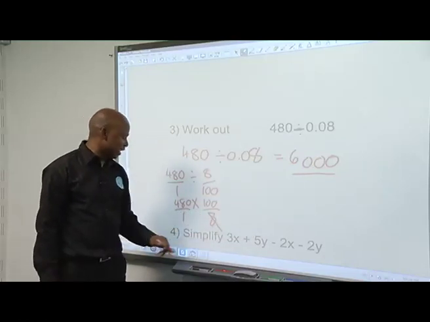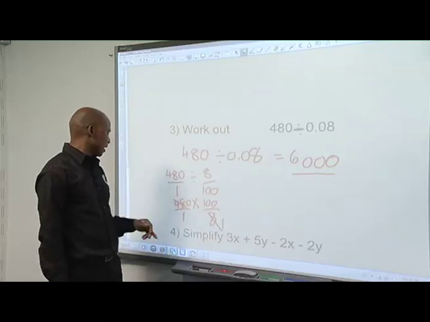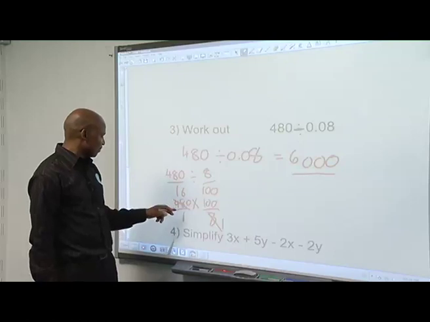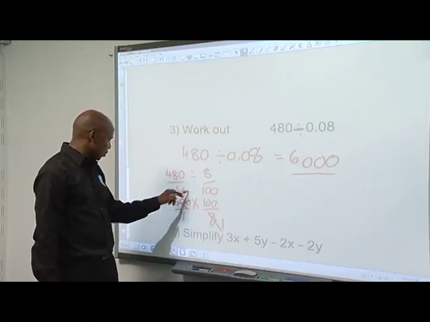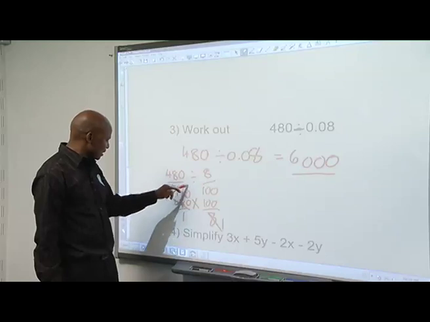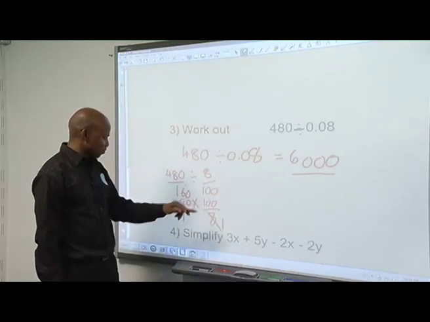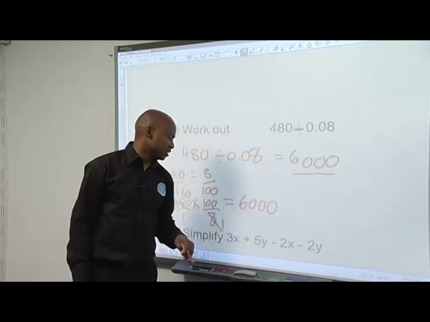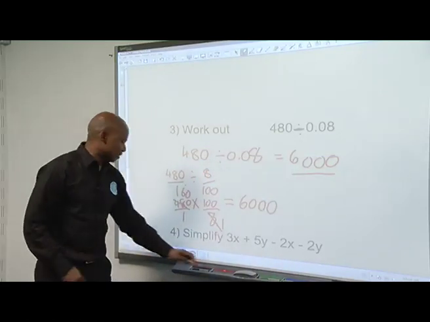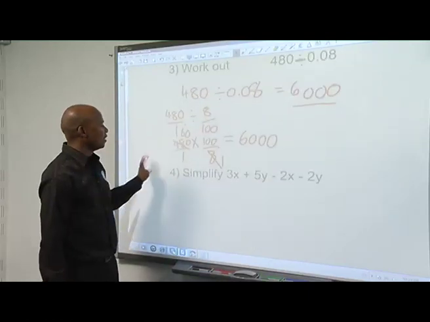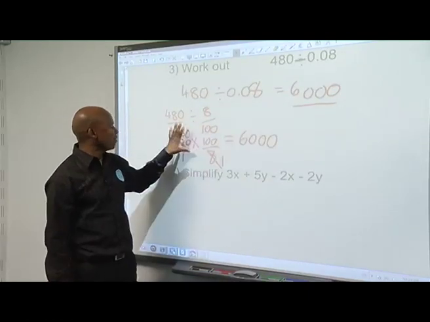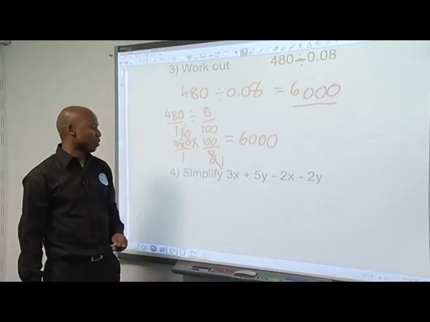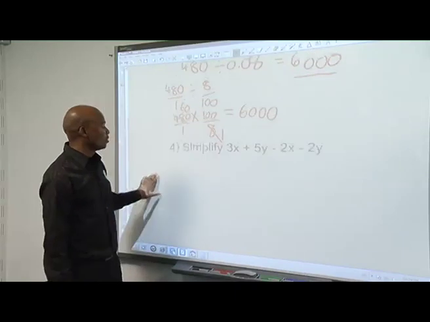Cross cancel: 8 into 48 is 6 times, and then 8 into 0, that gives 60. Then 60 times 100, we simply add the 2 zeros, and this is going to be 60,000. So you should know that this is how we can work it if we don't have a calculator, and you still get the same answer. You need to develop such skills before you get to an exam.